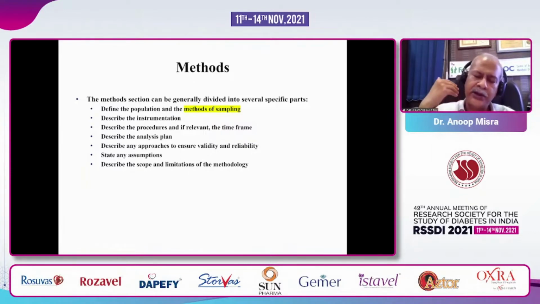Sometimes I don't even see when the research was performed. When I asked the researcher, when was it? Oh, it was 2014, 2015. So I say, we are not going to publish a 6-year-old study. So they have conveniently forgotten the time frame. Describe the analysis plan, approaches to ensure validity and reliability, state any assumptions and scope, and describe the scope and limitations of methodology.